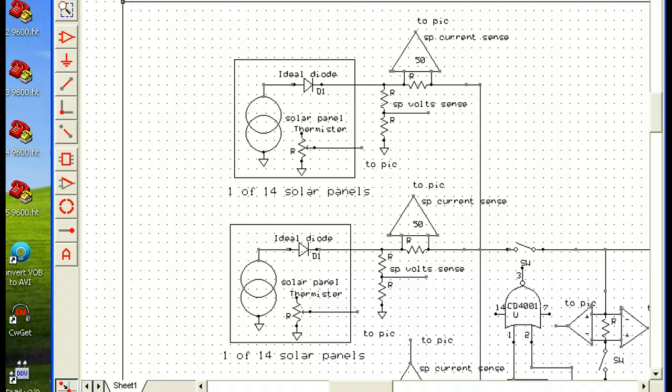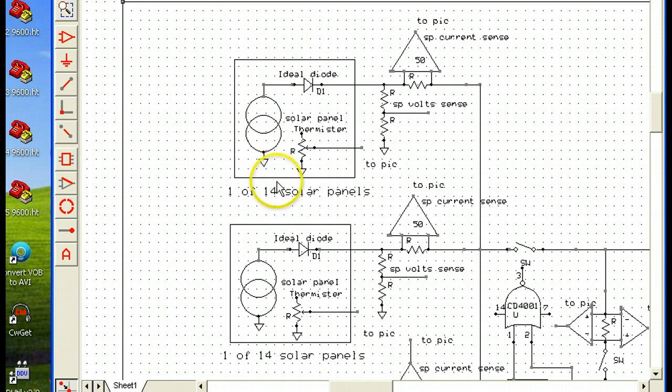Hello, everybody. Today we're going to discuss our power board block diagram, and this is the fourth revision. What we're going to go over today is a very simple concept-only block diagram. So let's get started. The input to the board is basically solar panels and batteries.